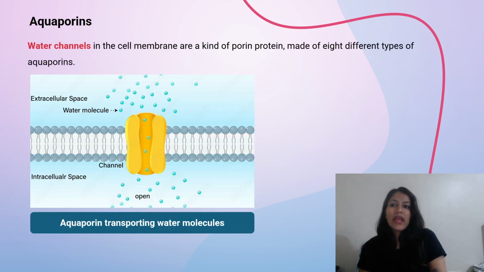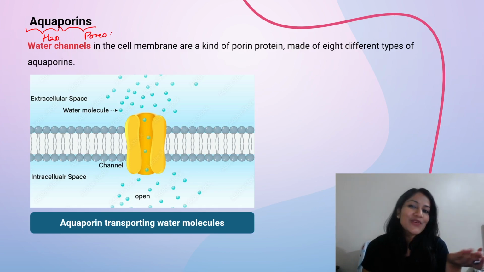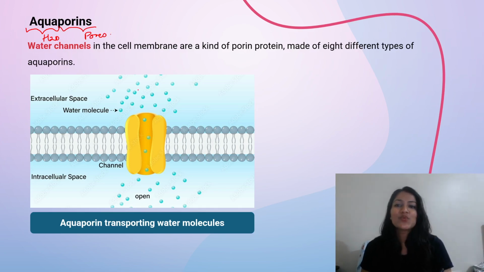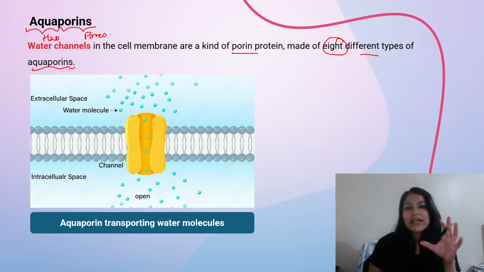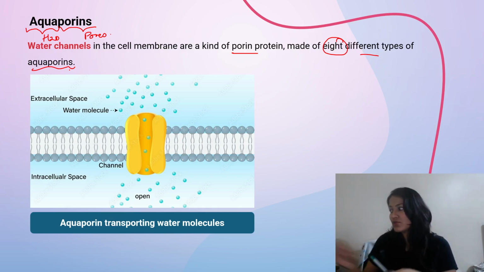नेक्स्ट हमारे पास आ गया एक्वापोरिन. बेटा एक्वा का क्या मतलब होता है? जल्दी से बता दो. What does aqua mean? Aqua means water. So water porins, water pores. Pores that will allow the water to move is known as porins, aquaporins. So water channels in the cell membrane are a kind of porin proteins made up of 8 different types of aquaporins. तो 8 अलग अलग टाइप के molecules, right? 8 different molecules are going to combine together and they are going to make your aquaporin.